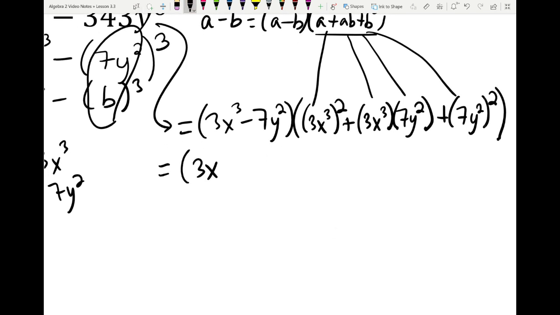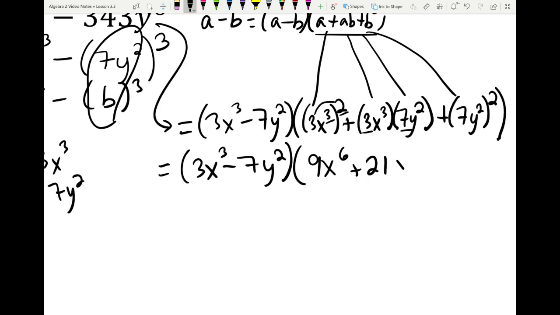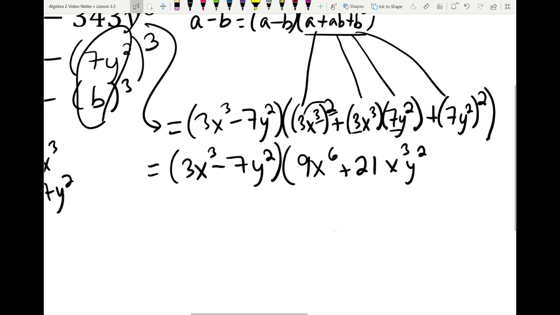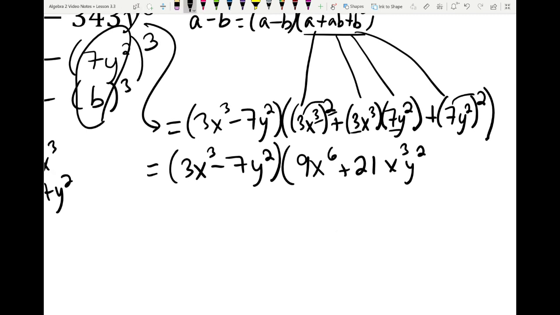So we have 3x cubed minus 7y squared. So now we got 3 squared is 9, 3 times 3. And then 3 times 2 is 6, so it would be x to the 6th power. 3 times 7 is 21. And then put the variables together, x cubed, y squared. 7 to the 2nd power is 49. And then y to the 2 times 2 is y to the 4th.